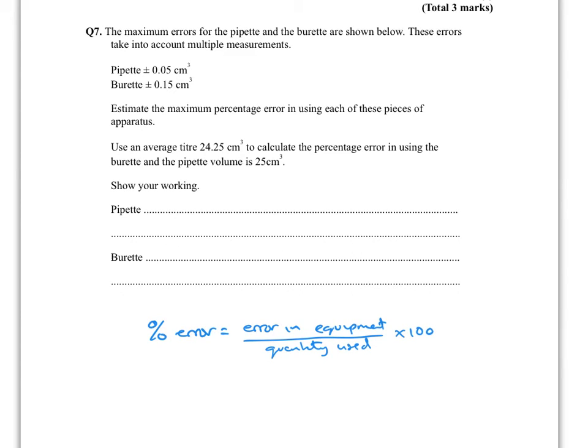So for the pipette, the error in the pipette is 0.05. The quantity we used was 25. We need to multiply that by 100, and that gives us a 0.2% error. For the burette, the error is 0.15. The quantity that we have used is 24.25. Again, we're going to multiply that by 100 because it's a percentage, and that gives an answer of 0.62%.